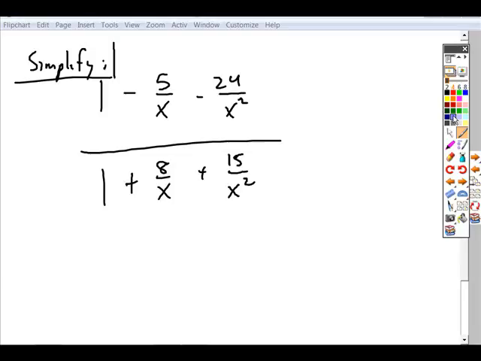And the way that we can do that is, what would it take to get rid of all the denominators of these three terms? What would you have to multiply by? X squared, right? If you multiplied each term by x squared, you'd eliminate all the denominators completely. What about in the denominator here? What would you need to multiply by to get rid of all of these? Again, just x squared, right?